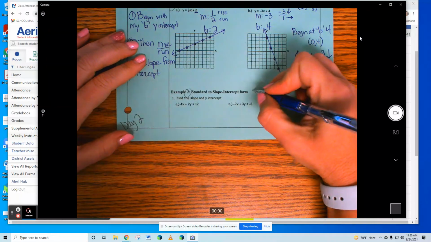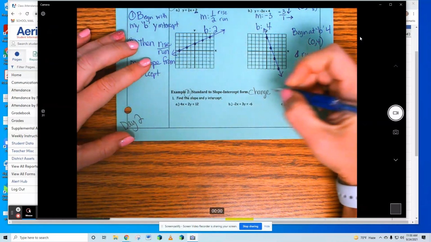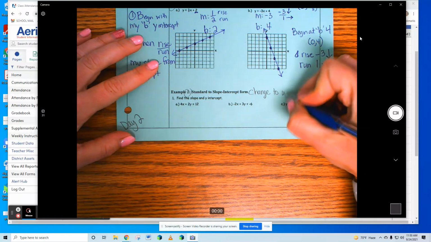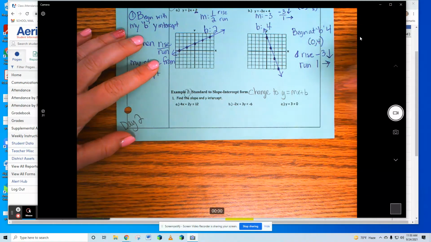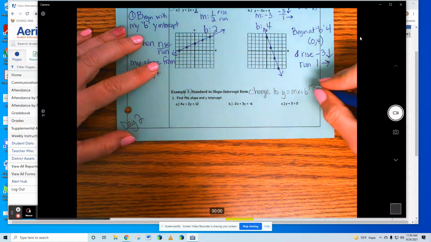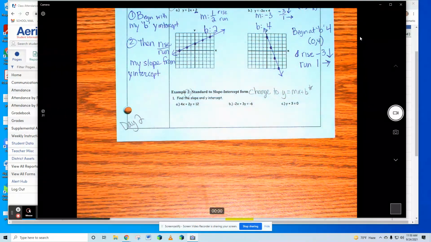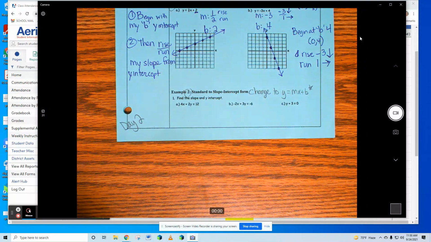All right. I cannot do anything with my slope and my y-intercept unless it is in slope-intercept form. So my first task is going to be to change to y equals mx plus b. That means we need to practice what we did 2 days ago. First job, move the x term over. I'm trying to get y alone. And then you divide by the number in front of y.